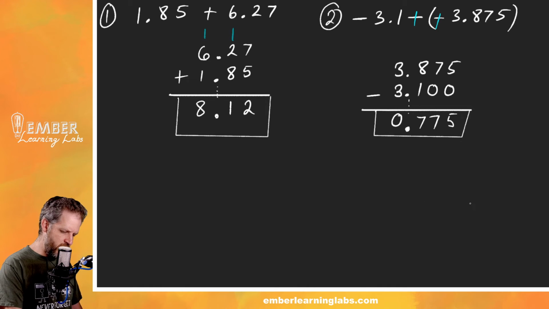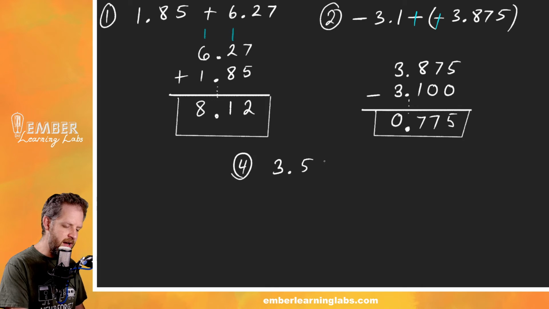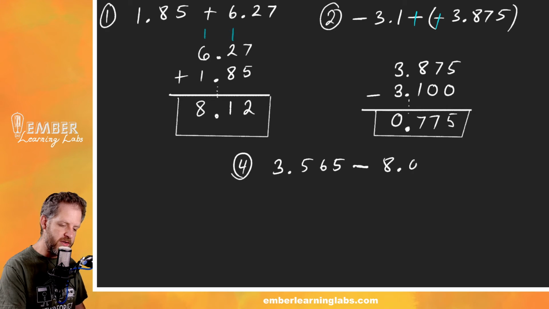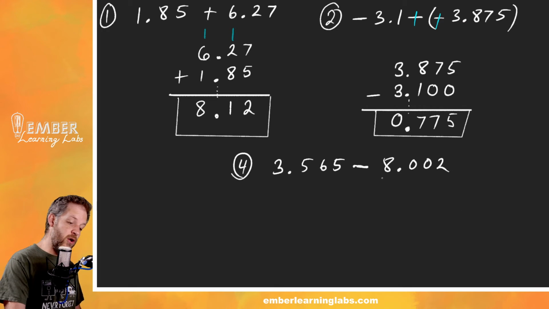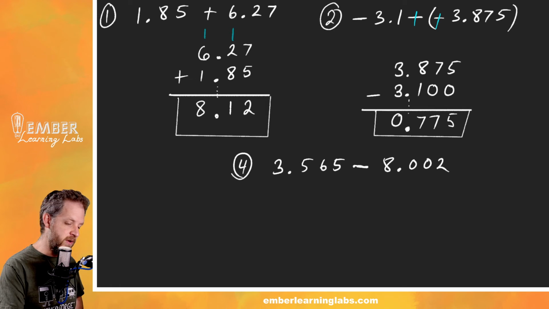Okay, let's do another example. How about 3.565 minus 8.002? Okay, so we've got a negative in the middle. We're going to ka-chink that first. That's the first thing we're going to do, right? We're going to ka-chink it.